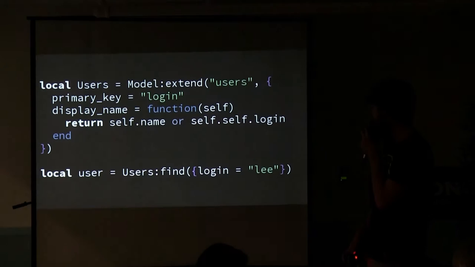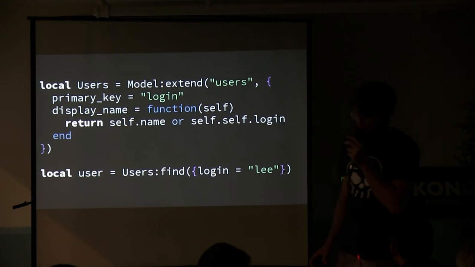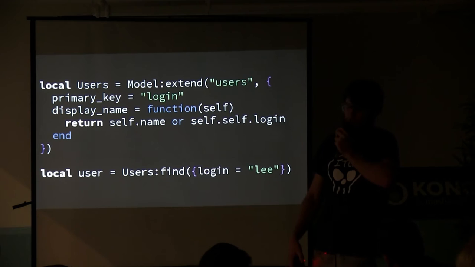Models is a completely separate idea. Models is an idea of mapping database tables to things in memory in your application. An instance of a model is essentially a row in a relational database. Hopefully you've heard of these concepts before. Lapis gives you a rich suite of functions for finding, updating, deleting, whatever else you do. Nothing out of the ordinary here.